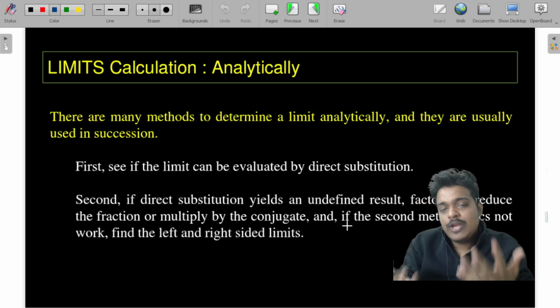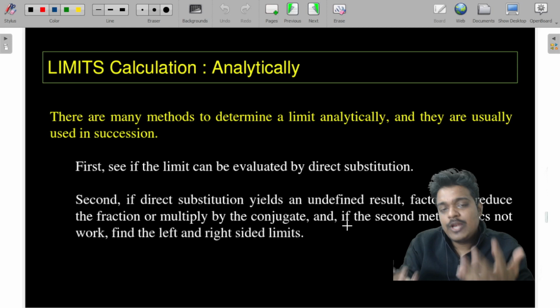There are two methods of calculating limits. The first is analytical and the second is graphical. Analytical limit calculation is a very easy thing. I don't think this is a very difficult task. For example, the first method in analytical is direct substitution.